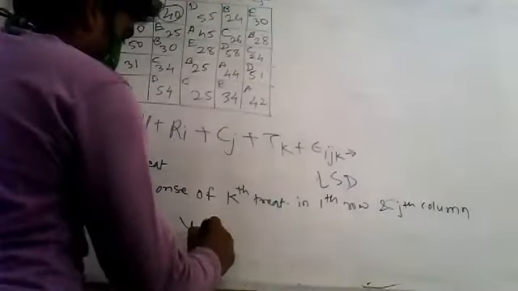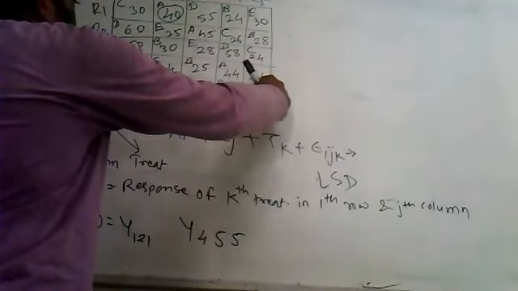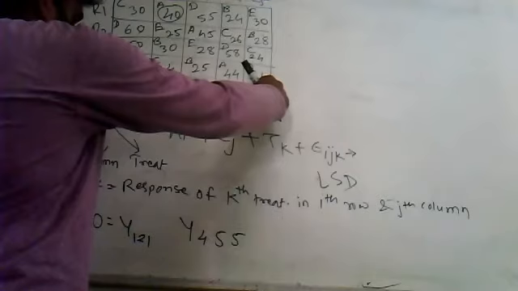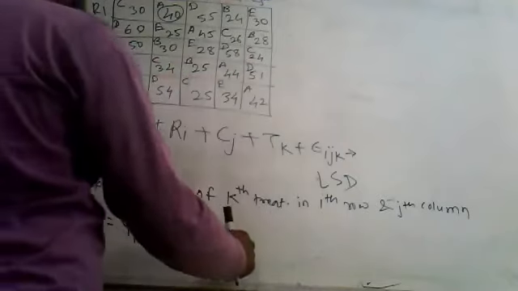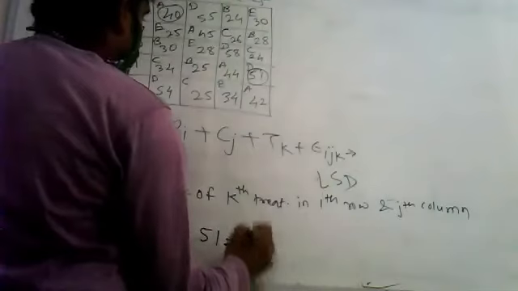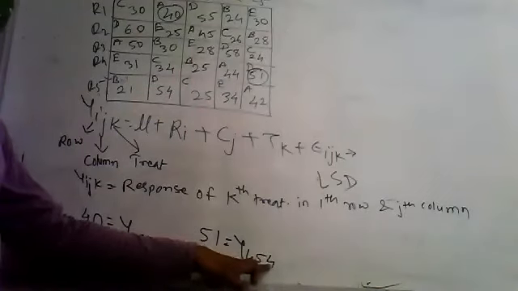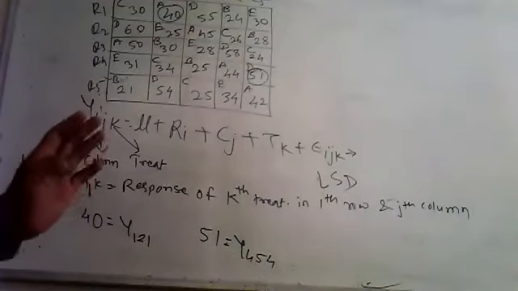Similarly, Y4,5,5 means I is 4, fourth row, J is 5, fifth column, and fifth treatment. So it is, sorry, this 51 is given as Y4,5,4. Fourth row, fifth column and fourth treatment. Likewise.